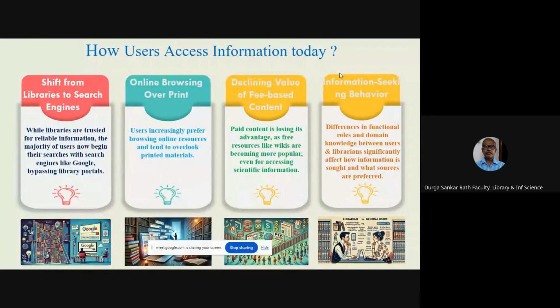While libraries are trusted for reliable information, the majority of users now begin their searches with search engines like Google, bypassing library portals. We thought that after scanning all those things and getting verified, authentic information, we are providing access through our library portals. But it has given users such sort of feelings. So sometimes it is called hallucination, as if the machine is so intelligent that it is providing you the right information.